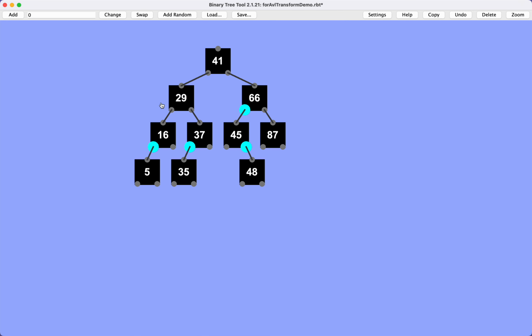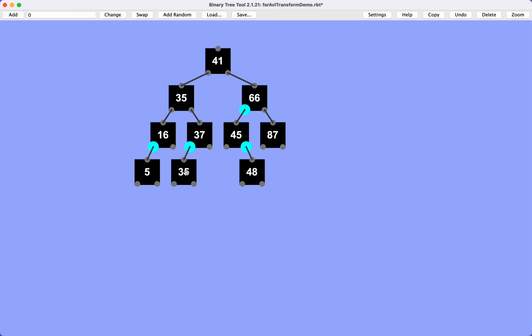Let's try deleting the 29. Okay, when we do deletions, we are going to do some searches. We find the 29. It's an interior node, and so with an interior node, we need to find the in-order successor. So we go to the right and left as far as possible, which reaches the 35. We'll copy the 35's data there, and now we delete the 35.